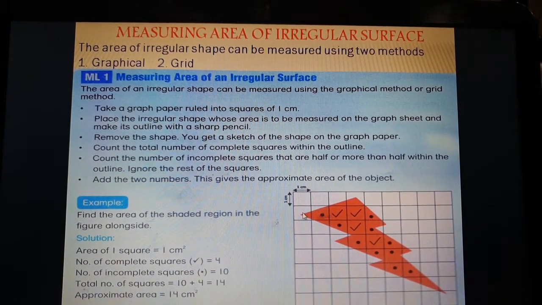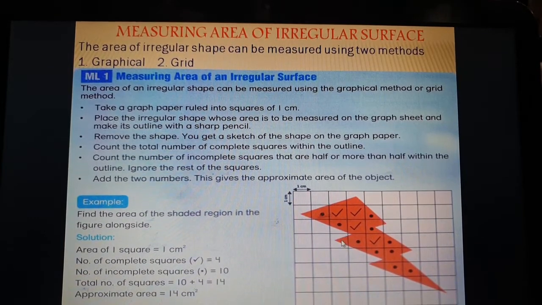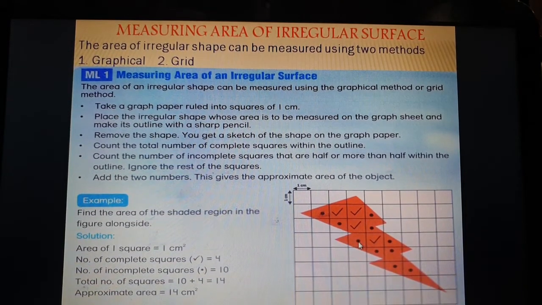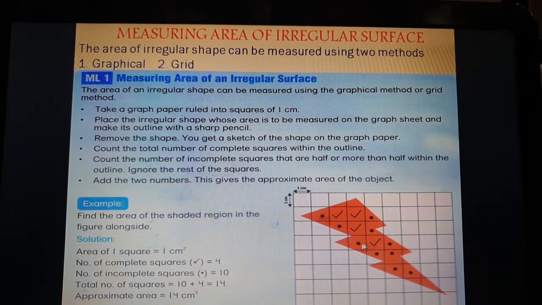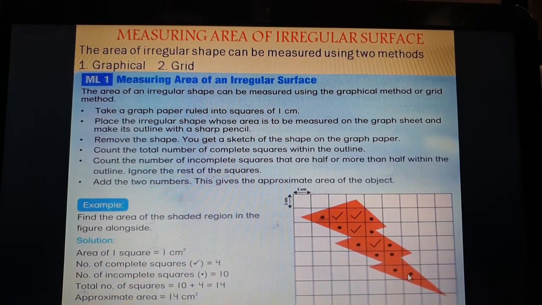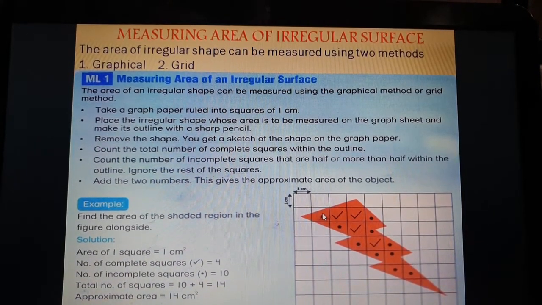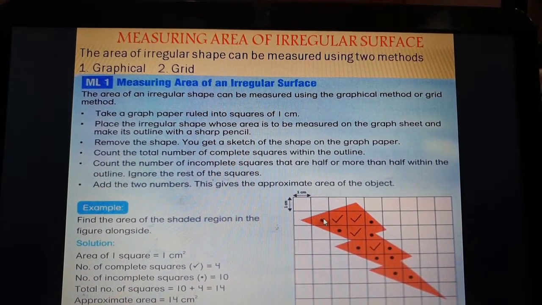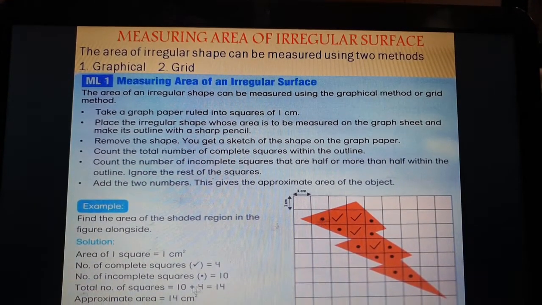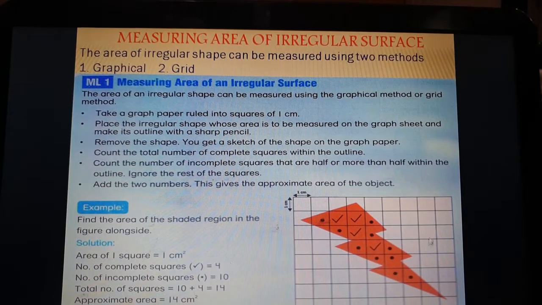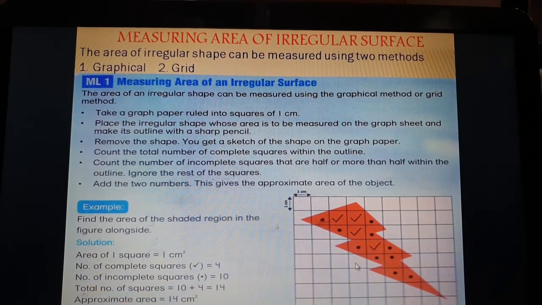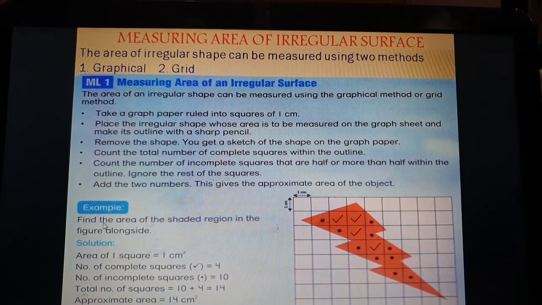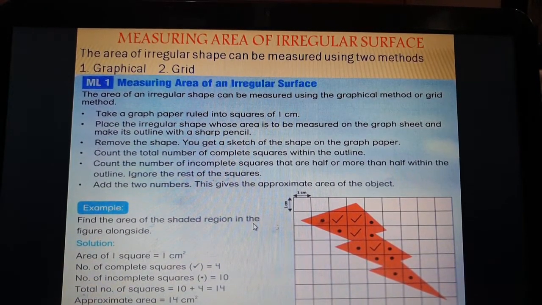All other boxes are half filled or quarter filled, or completely empty. Those which are more than half filled, we have identified as the dots. You can see the dots here. Completely half or more than half filled has been marked as a dot. Now for such an irregular surface, how to calculate the area? Here it has been given: find the area of the shaded region in the figure alongside.